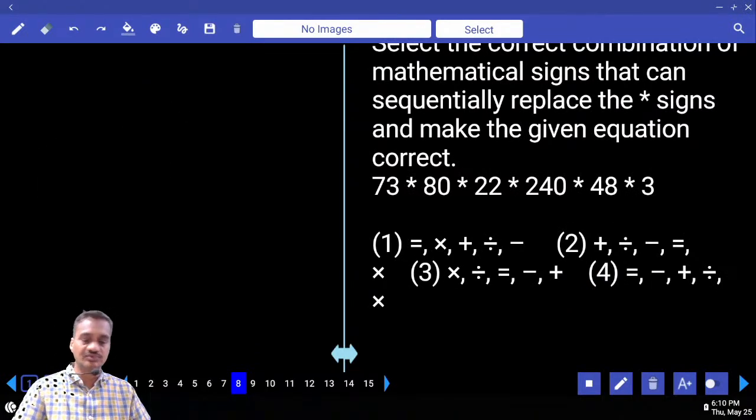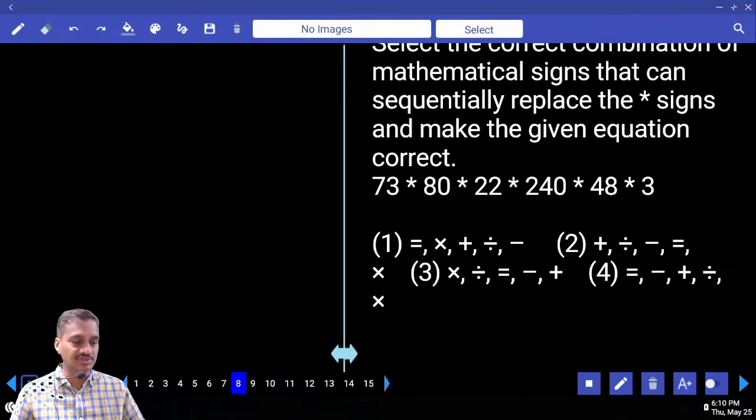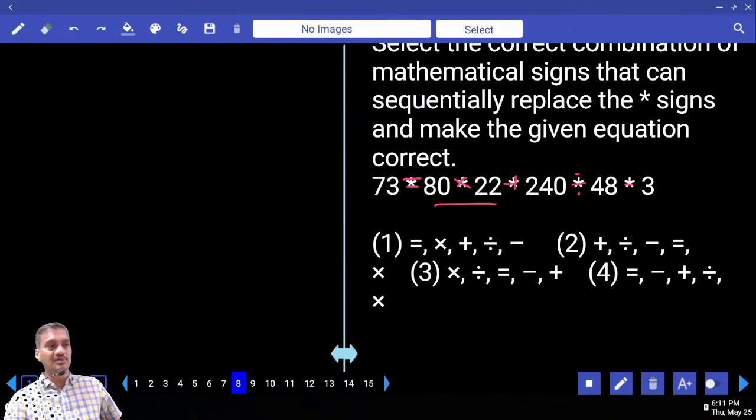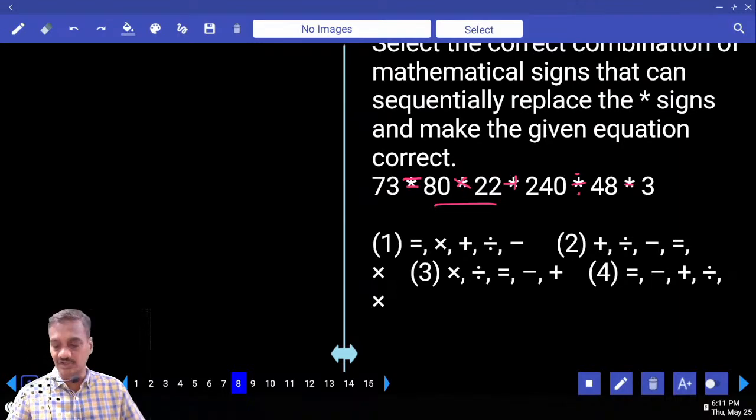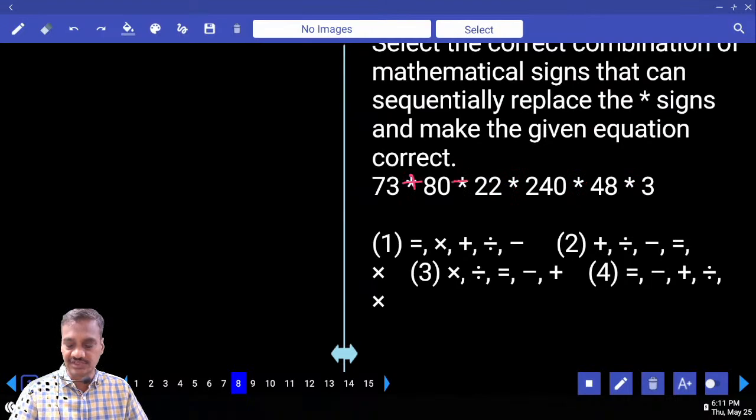The next one, the eighth one. Now in this one, we need to check what the symbols are. Now equals to 73. The final element must be 73. Now this is plus and division. Now minus. Now 80 into 22 itself is around 1600. Hence it cannot be 73. Choice 1 is ruled out.